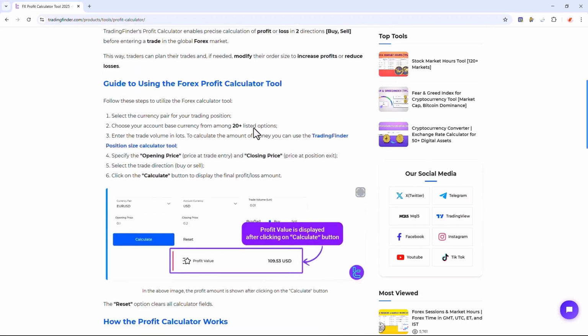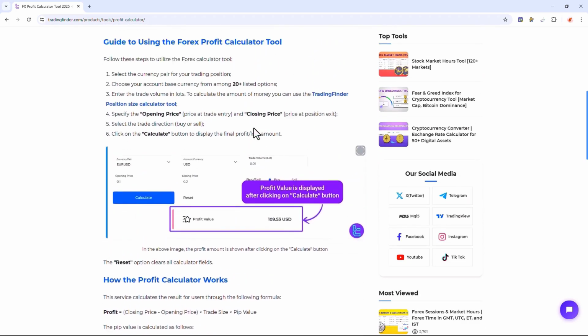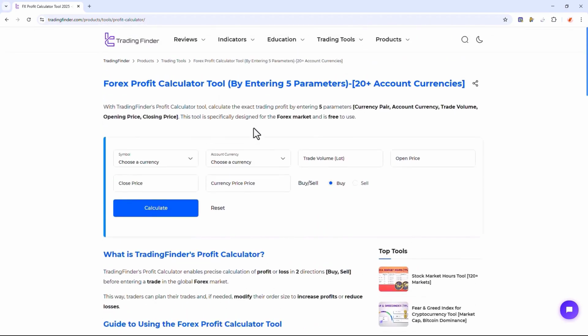Traders can use this page to understand how the tool works, and from the top section, calculate the profit or loss of the trade. The Trading Finder Profit Calculator tool allows traders to calculate profit or loss in both buying and selling directions, enabling them to increase trade profits using their strategy or reduce trade losses before entering a trade.